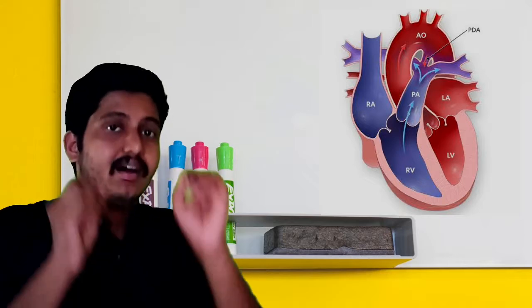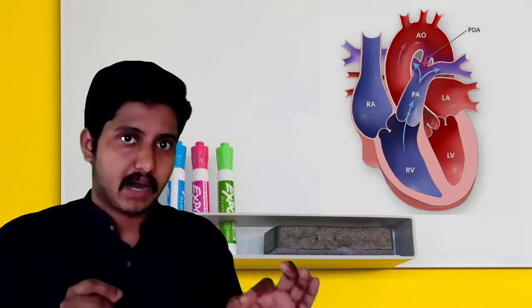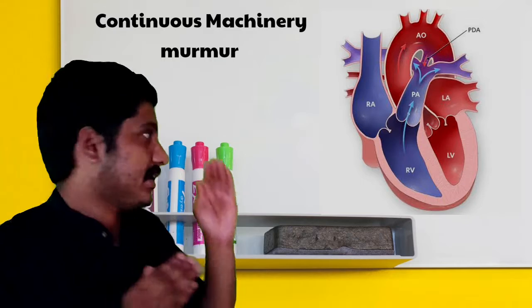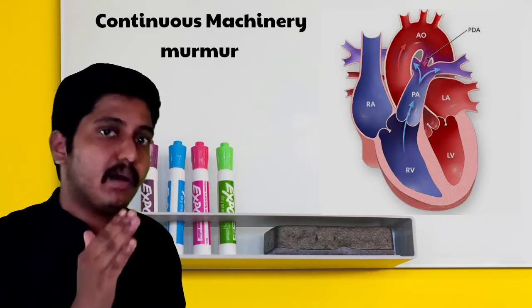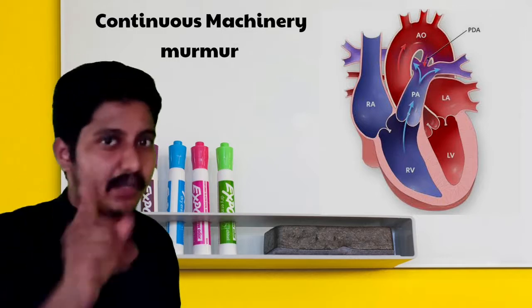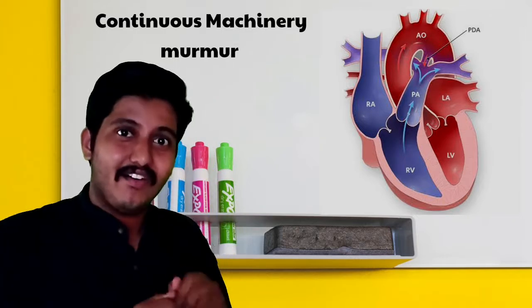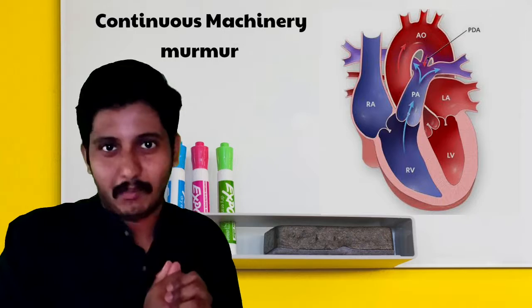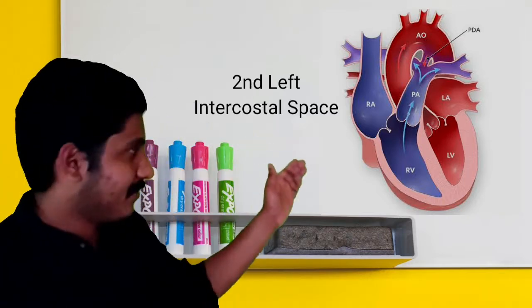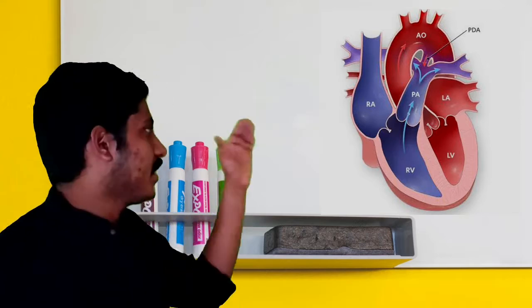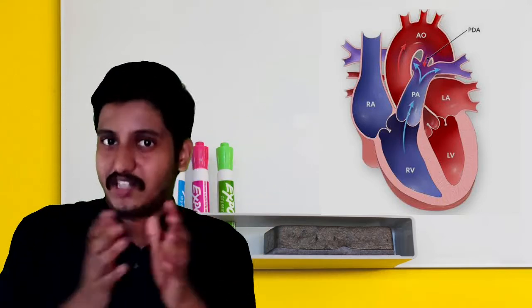So we can hear a continuous machinery murmur here, whose intensity will peak at S2. That's a very important point. Now the question comes, where should we keep the stethoscope to hear this murmur? It is in the second left intercostal space close to the sternum. We have to keep the stethoscope there in order to hear this continuous murmur.